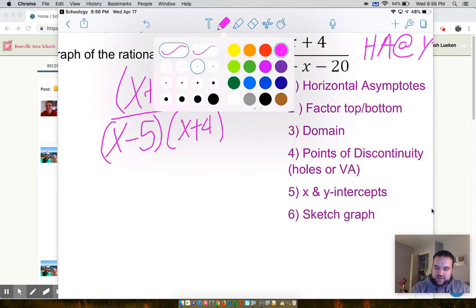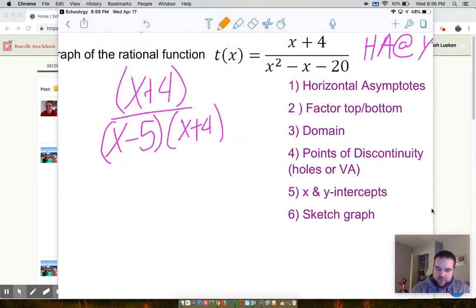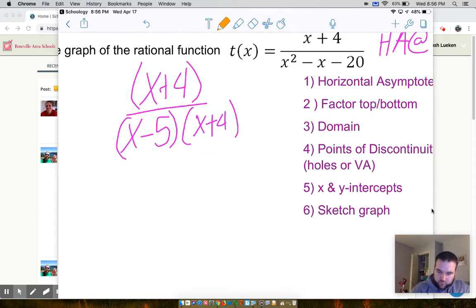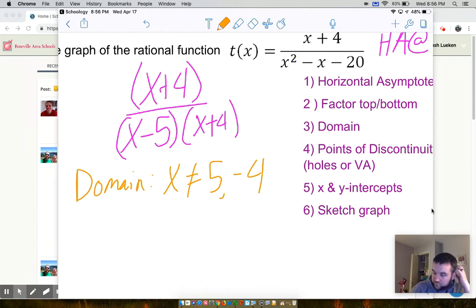So here I see that I can go ahead and write my domain. That's our third step: before you start crossing stuff out, make sure you're right about the domain. Here, x can't be 5 or negative 4. Any other number will work, but those two do not.